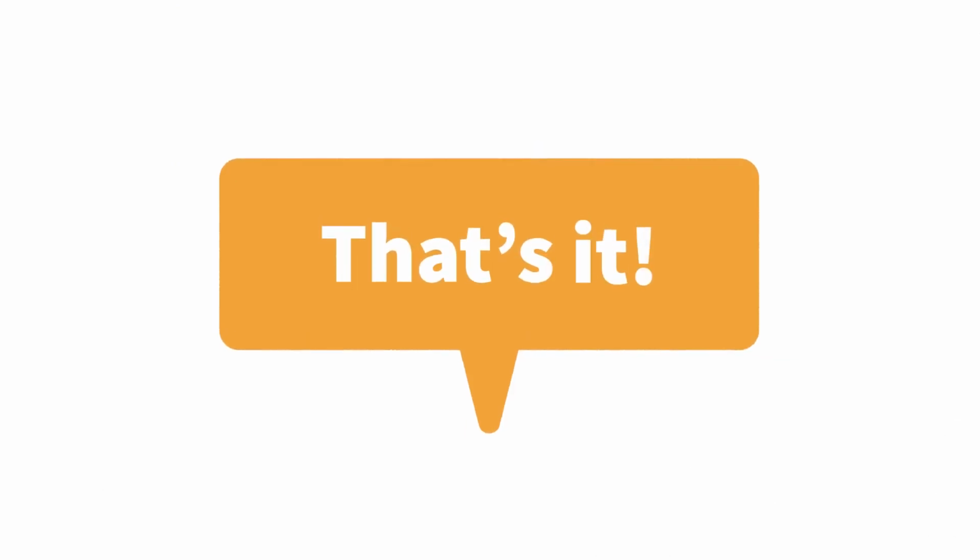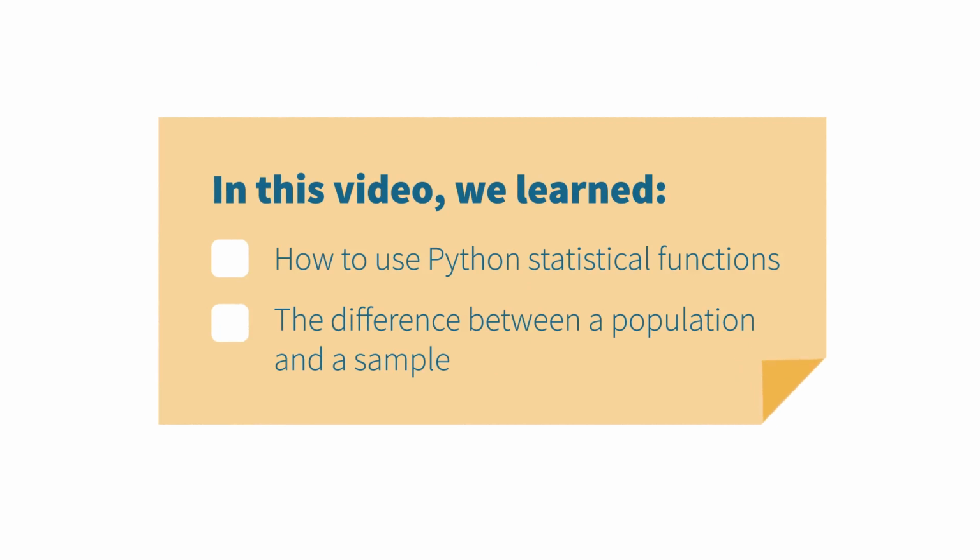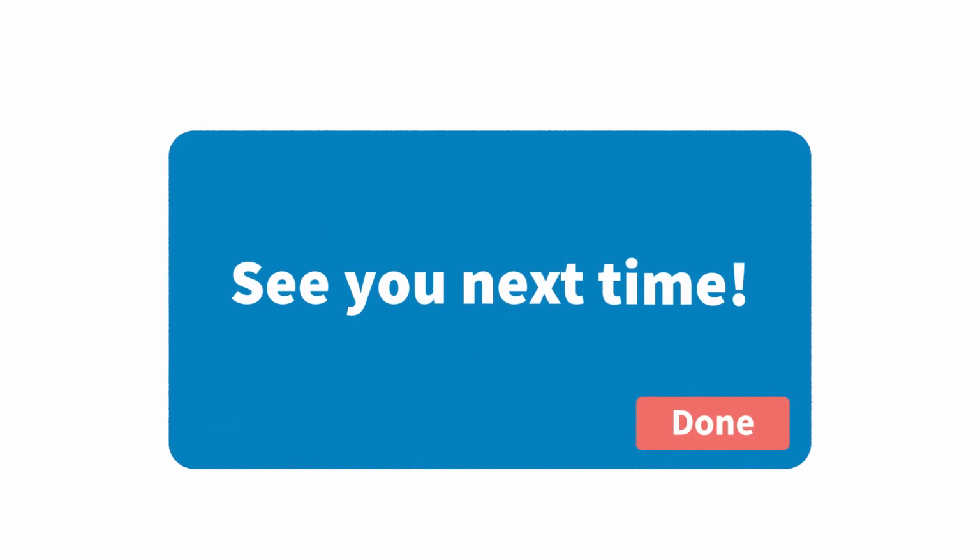There you have it, the measures of central tendency and measures of dispersion of the entire dataset, friends_usage, and the sample data, sample_data_list. In this video, we learned how to use the statistical functions in Python and the difference between a population and a sample. In the next video, we'll continue exploring statistics using another library, NumPy.